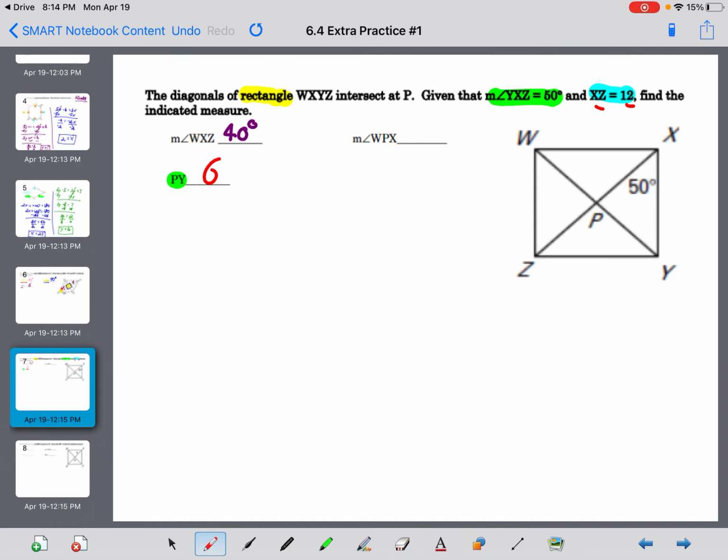So I'm going to erase everything in this image to clear it up. We know that we have 40 here. Alternate interior angles tell me that this is 40, that this is 50. Okay, and what else does it tell me? That again, we have a 40, a 50, a 50, and a 40. Now, WPX is this piece right here. Well, if this is a triangle and 50 plus 40 is 90, then this missing piece must be 90 degrees.